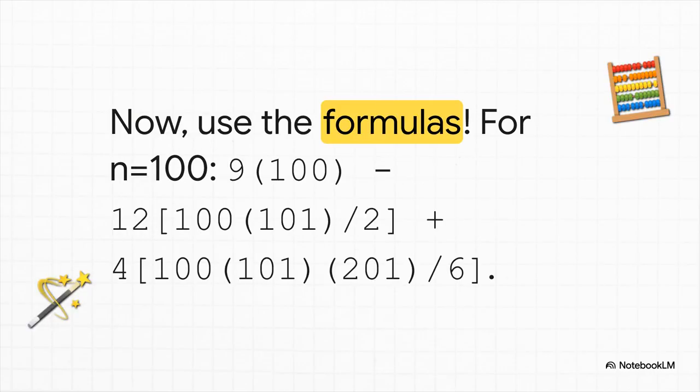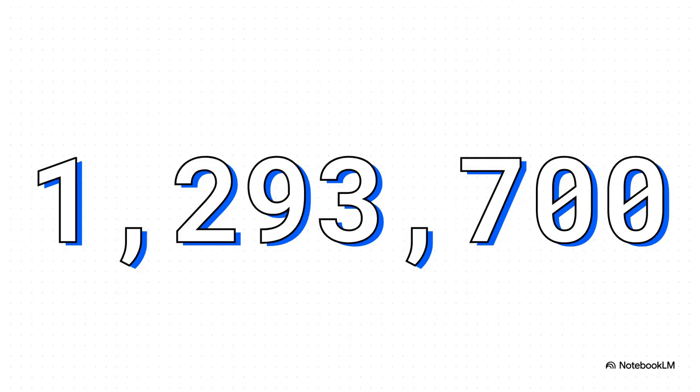And here, this is the magic moment. We're going to go through and replace every single one of those sigma expressions with its formula. We just plug in 100 for n, and suddenly, this isn't a summation problem anymore. It's just arithmetic. You crunch all those numbers, and what do you get? 1,293,700. We just calculated the sum of 100 different terms without doing a single bit of repetitive addition. That is what I'm talking about.